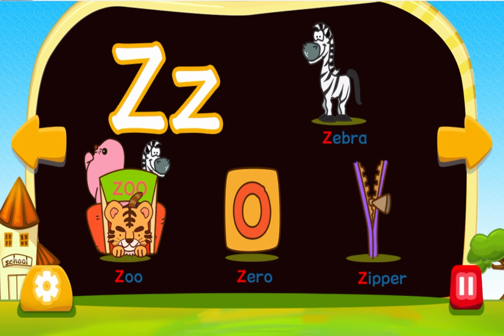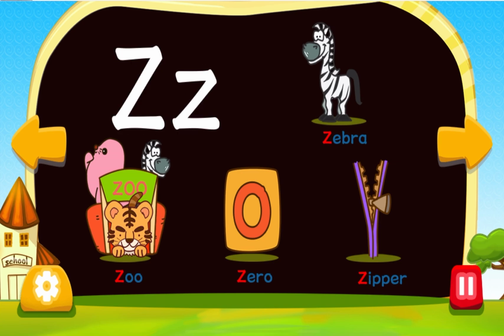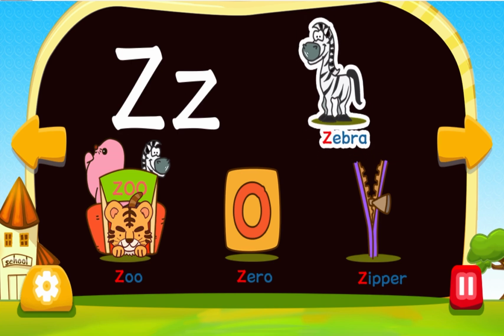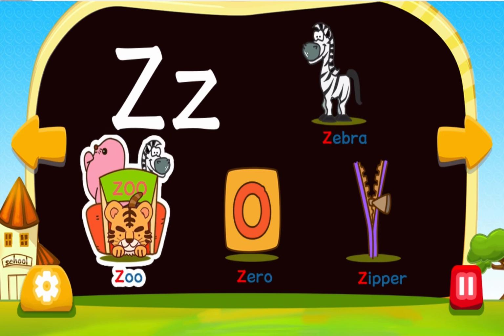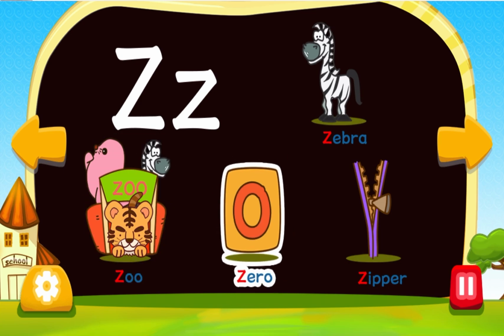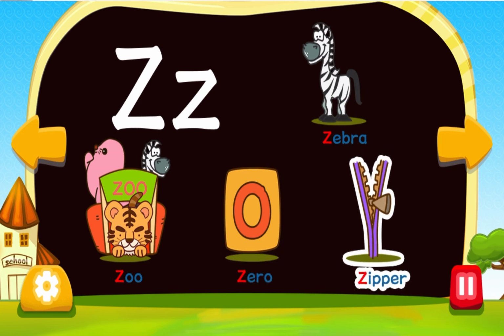This is the letter Z. Sound of the letter Z. Z. Point and say. Zebra. Zoo. Zero. Zipper.